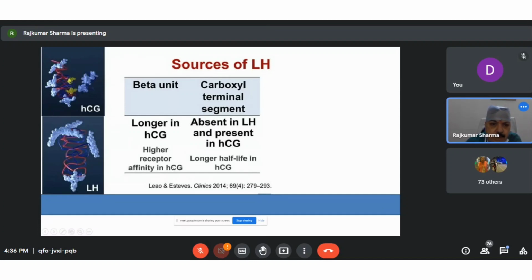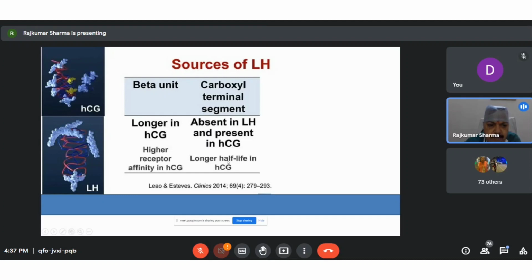So that means if you give SCG and LH, more SCG will get attached to these receptors than the LH. And the second difference is the carboxyl terminal segment of the SCG is longer, which gives it a longer half-life. So that means if you give SCG, that is HMG, which has SCG added in it, I'll come to that, it will have a longer half-life.